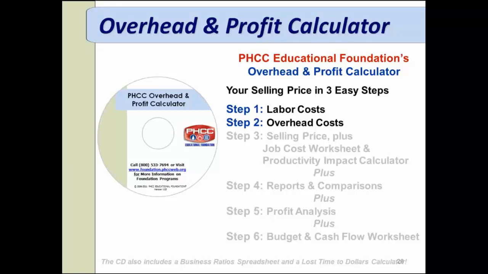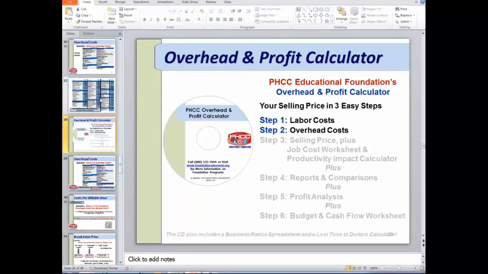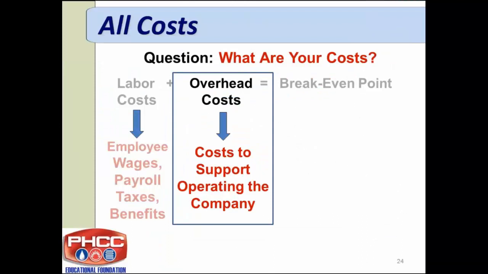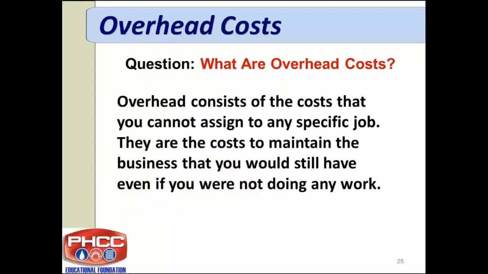So now let's head back because we need to talk about step 2, which is overhead costs. Part 2, overhead costs. These are costs to support operating the company. Overhead consists of costs that you can't assign to a specific job. They're the costs that would remain to maintain the business even if you weren't doing any work.